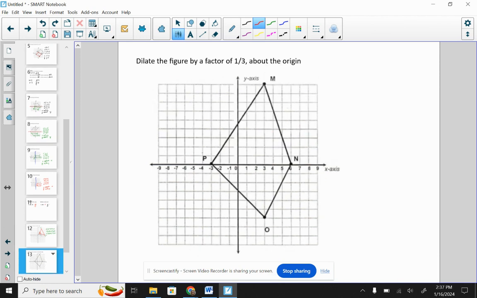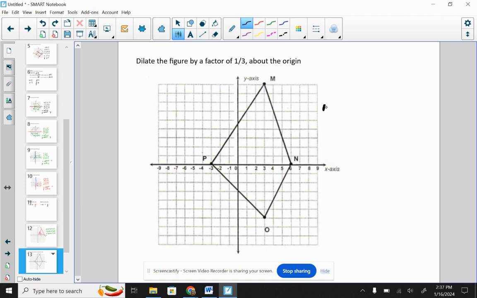This is slightly different. We're dilating by a factor of 1/3. So think about it. If I had something and I multiply it by 1/3, although I'm multiplying, it's going to get smaller, right? It's like I'm dividing by 3. Multiplying by 1/3 is the same as dividing by 3. So each point, I'm going to shrink it.